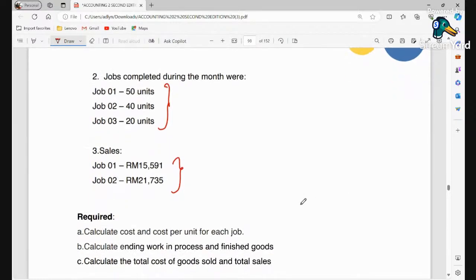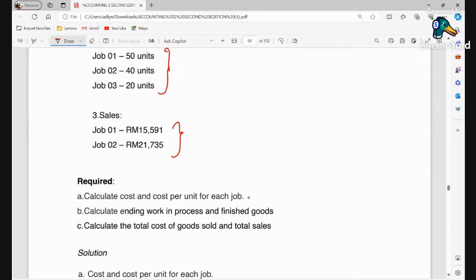Alright, so kita nak kira cost dan cost per unit untuk setiap job. Okay, and then kita nak kira ending work in process and finished goods. Okay, apa maksud ending work in process and finished goods ni? Okay, kalau you tengok tadi, you ada 01, 02, 03 and 04. Okay, 01 siap, 02 siap, 03 siap. Okay, tapi 04 tak siap lagi. Betul kan? Yang ni tak siap lagi.